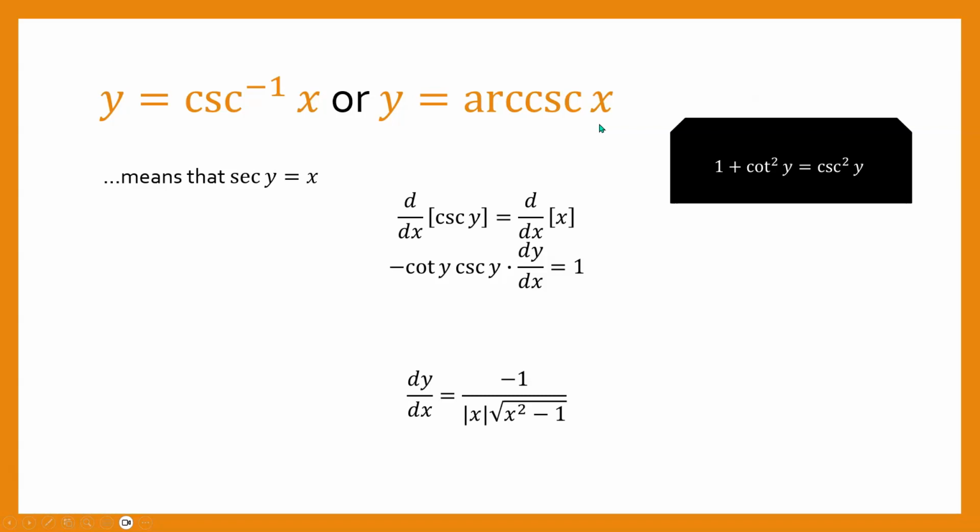Finally, for the function arccosecant, or the inverse cosecant of x, the details of that are almost exactly the same as finding the derivative of the arcsecant function. We just end up with a negative sign, and so the derivative of the arccosecant function is almost the same as the derivative of the arcsecant function, but with a negative sign. It's negative 1 over the absolute value of x times the square root of x squared minus 1.